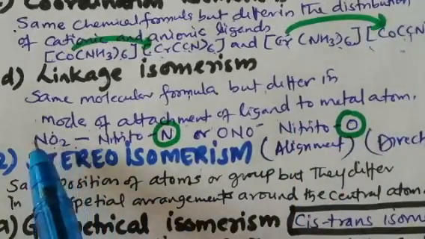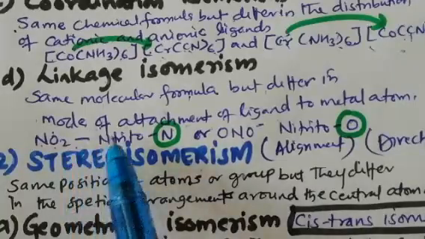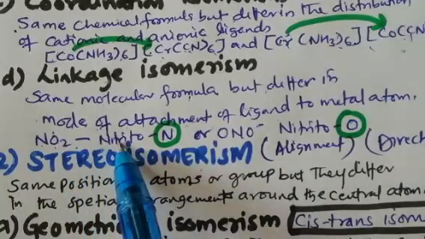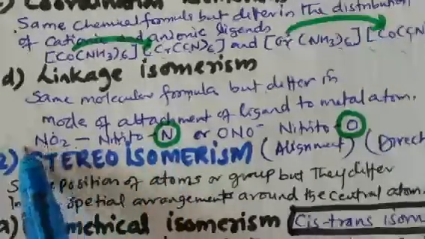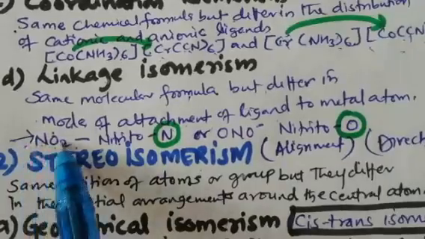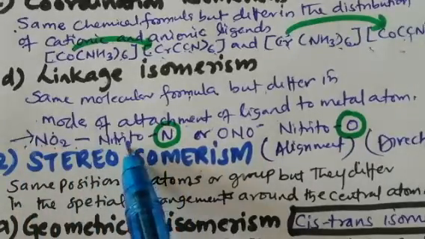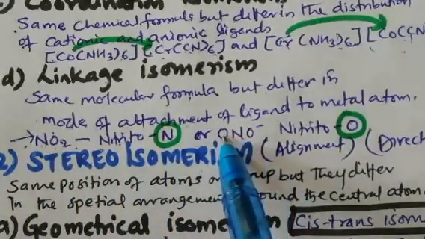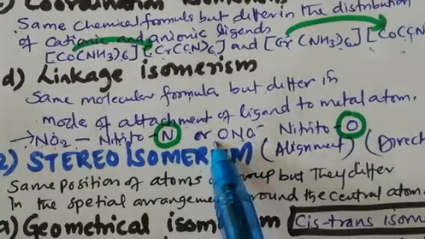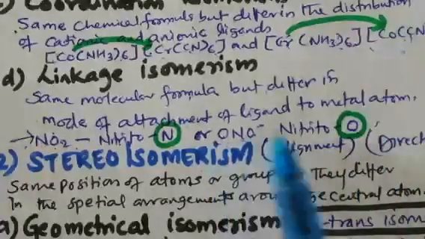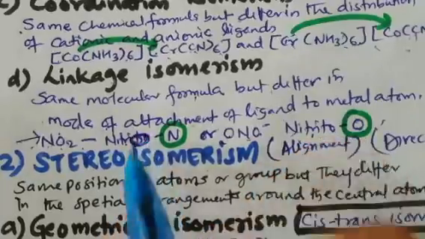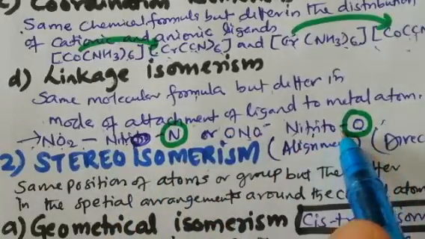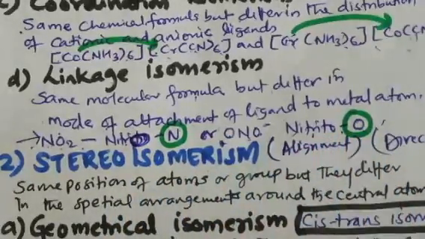NO2 is having one N and 2 oxygen. If N is attached through the N side, attached with the metal, then it is called nitro. And when oxygen is attached, again 1 N and 2 oxygen is there, oxygen is attached here, you can see, then it is called nitrito. The N-bonded one is called nitro, not nitrito, it is nitro. This is called nitrito. Okay, this is the difference.